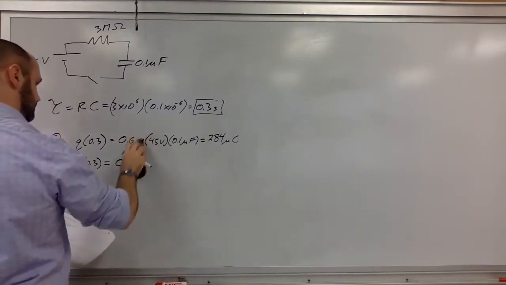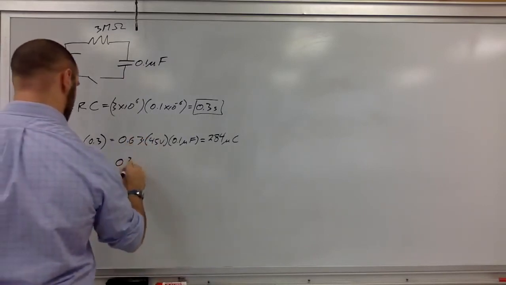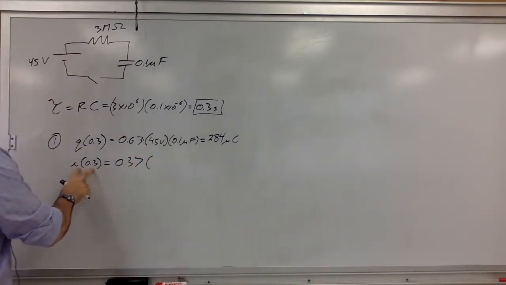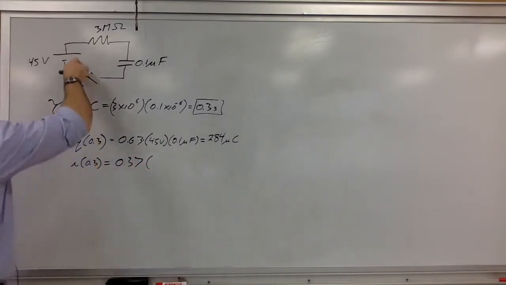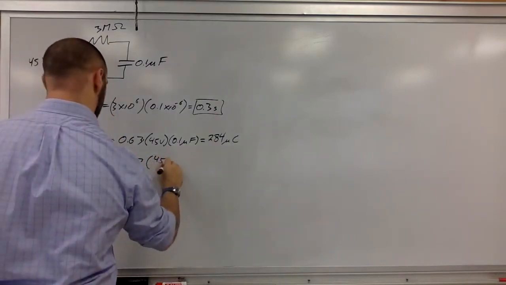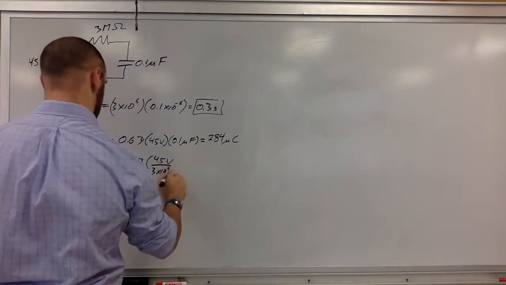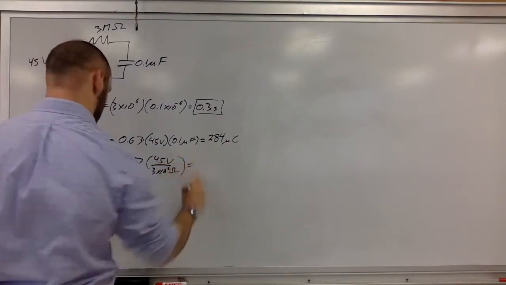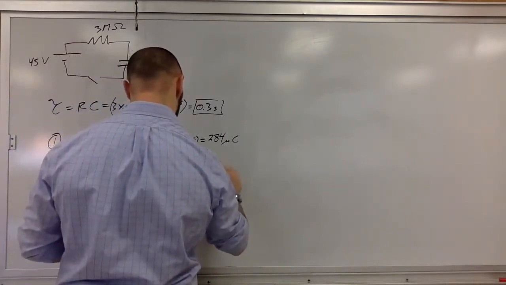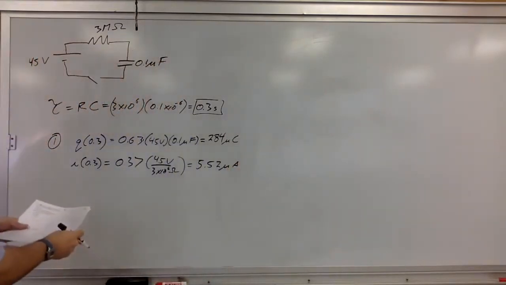The charge after one time constant will be 63%, and the current will be 0.37 of its maximum. The maximum current is going to be given by V over R, so 45 volts over 3 times 10 to the 6th ohms. I think that should come out to about 5.52 microamps. Right, so that's 1.